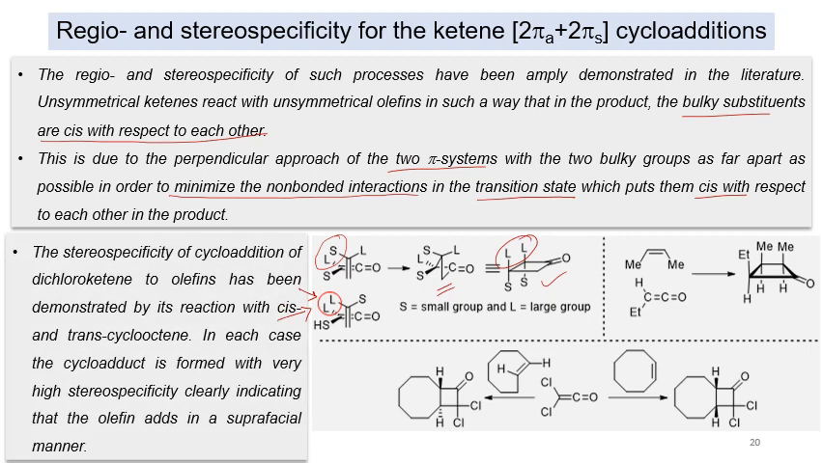With respect to the stereospecificity of cycloaddition, if you see the reaction of cis and trans cyclooctene, you can see here the very high stereospecificity clearly indicates that there is a suprafacial manner in which the two olefins are interacting with the ketene. So the geometry is maintained and the relative stereochemistry is maintained in the product, which clearly indicates that there is a suprafacial interaction with respect to the olefin.